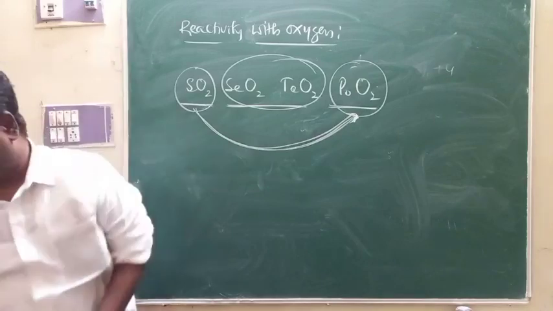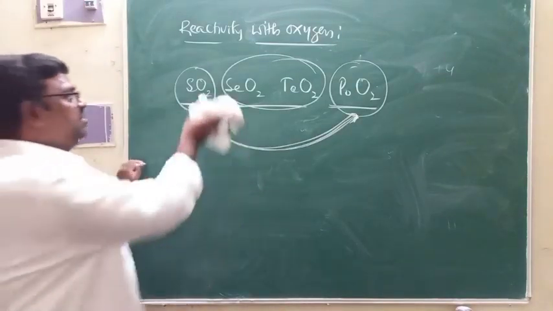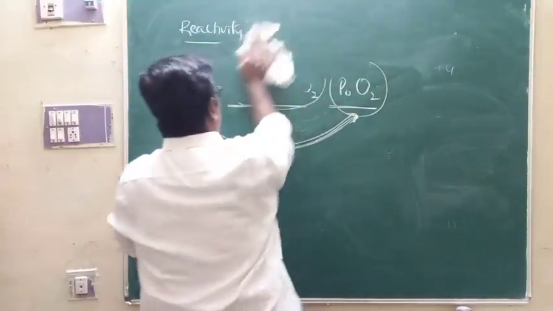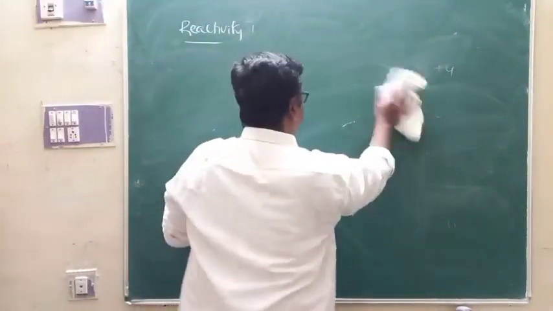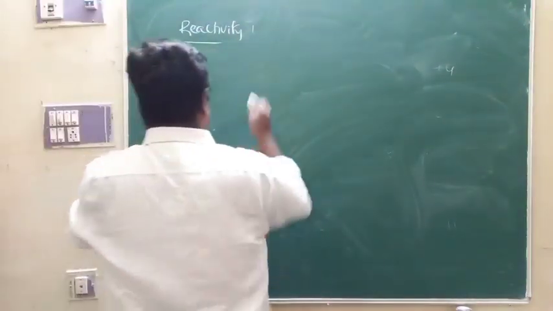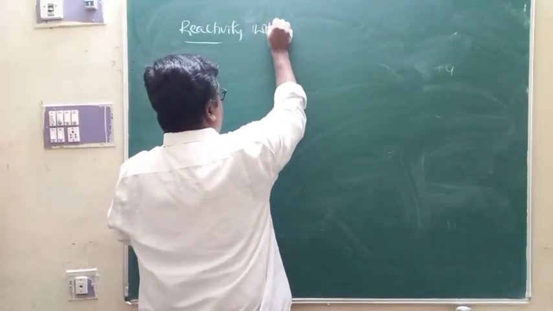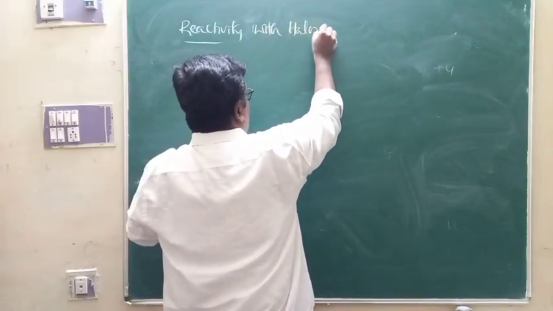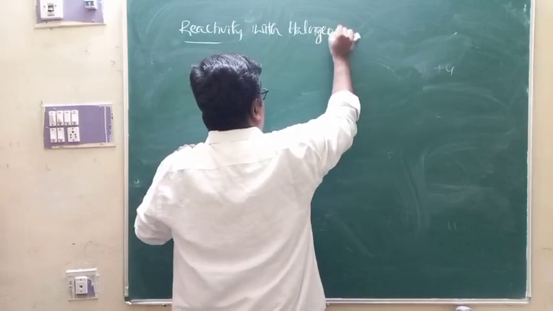Now let us see one more. It is a chemical property to be discussed as per your NCERT book, that is reactivity with halogens.